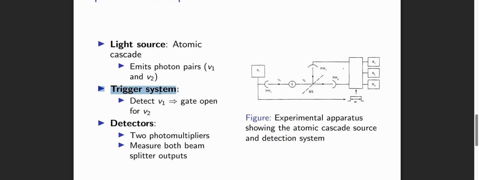So what is the trigger system? After detecting a photon of frequency nu1, that detection event opens the gate for the second photon, of frequency nu2. And in the setup, they had two detectors, one for the reflected wave and one for the transmitted wave after passing through the beam splitter, PMR and PMT, as shown in the figure. This was the experimental setup which they used.